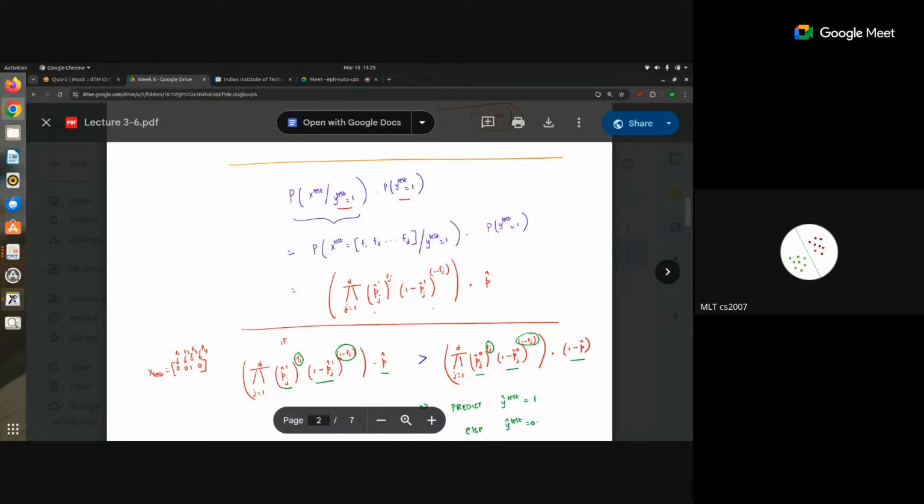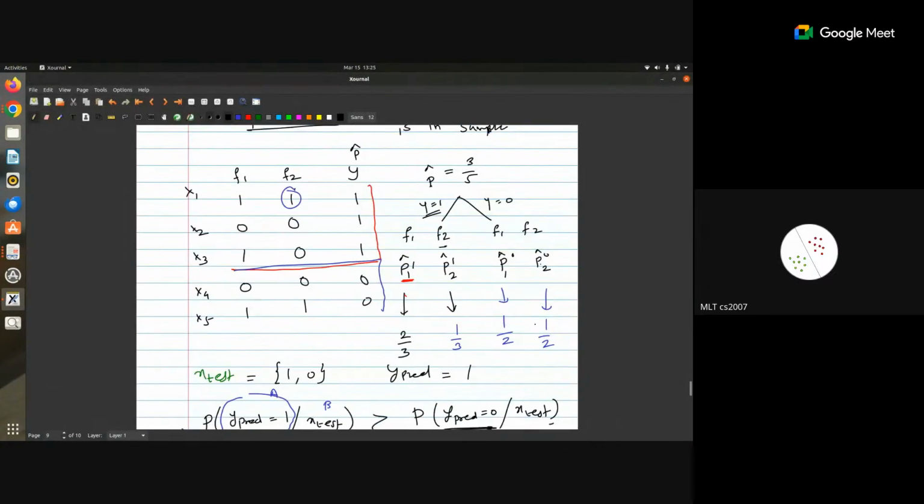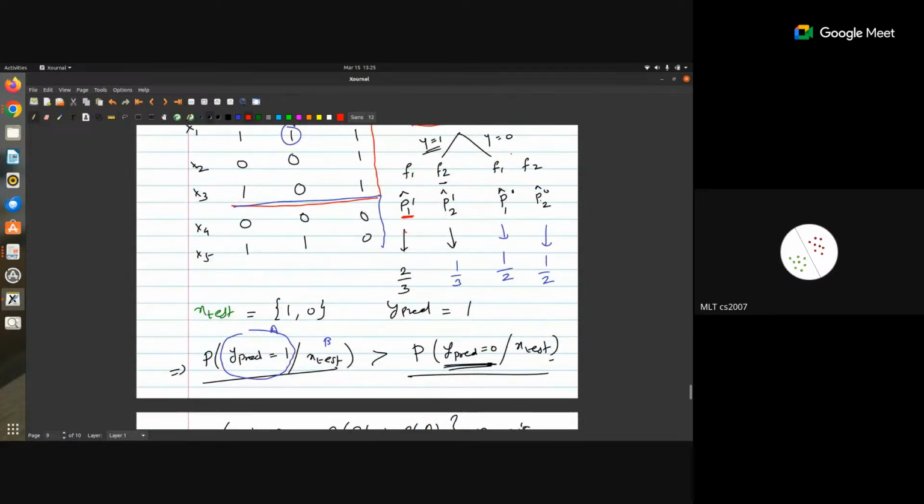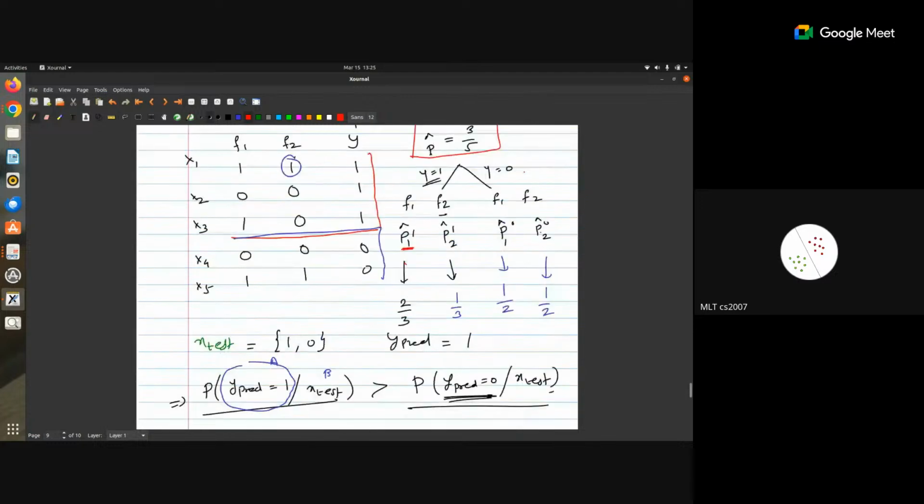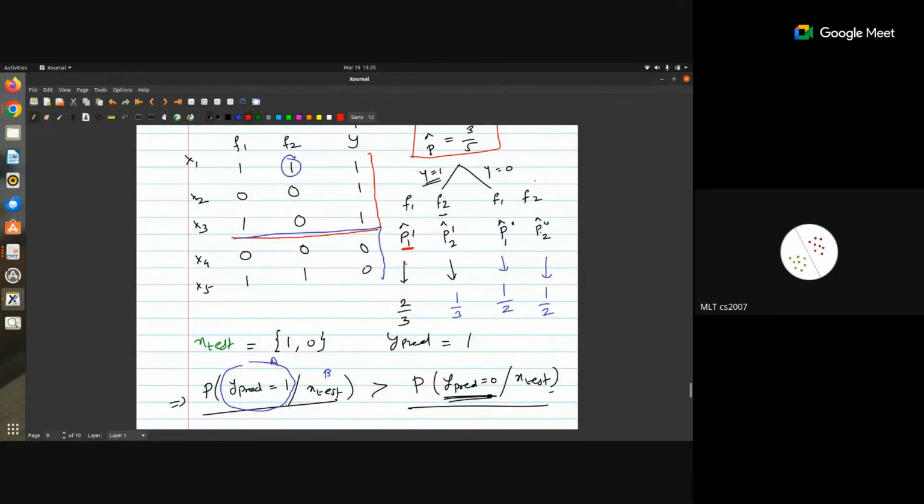For the y, where we have found out p hat. Now what was the p hat in this case? It was 3 by 5. So it has already been there. For this X test, 1 0, and I need to find out for when the prediction is 1, what should I use? I should use these probabilities, right? Correct? The product of these probabilities.